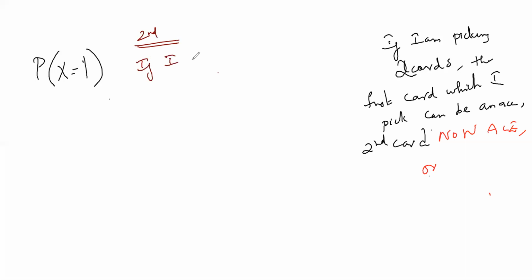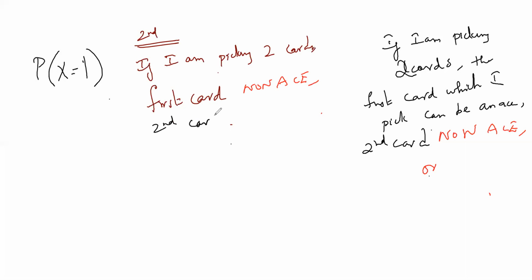Again, if I'm picking two cards, first card, known ace, correct? And second card, ace. Second card, ace. This can also be a scenario.